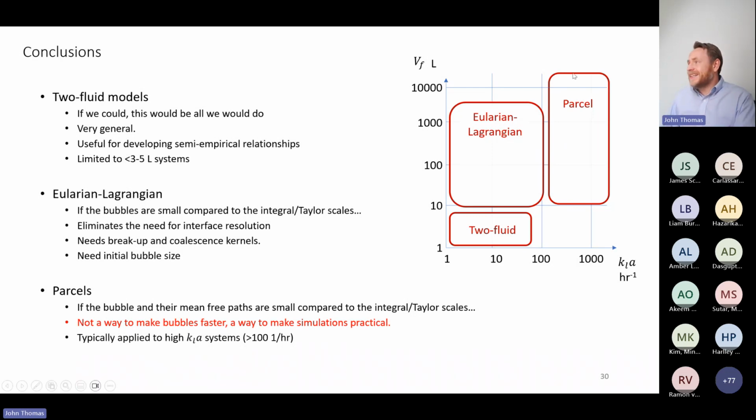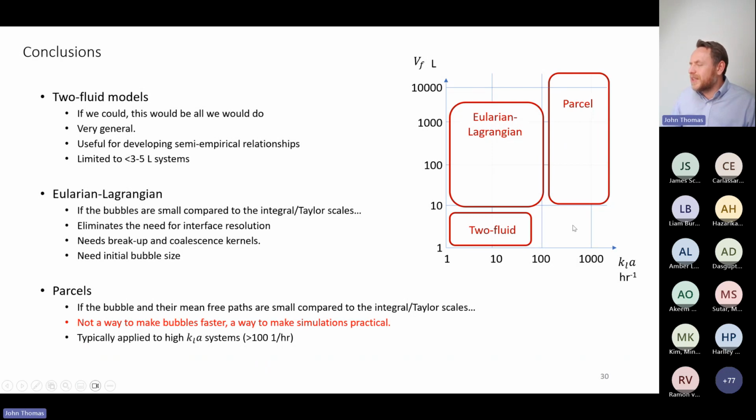The right-hand side, well, you can go big. Foundationally, this is where the parcel thrives. It thrives in systems with lots of bubbles and high KLAs, because that better satisfies the assumption. It thrives in systems with higher volumes and higher KLAs, because the bigger the eddy size becomes relative to the particles, the more we satisfy the parcel-based approach.